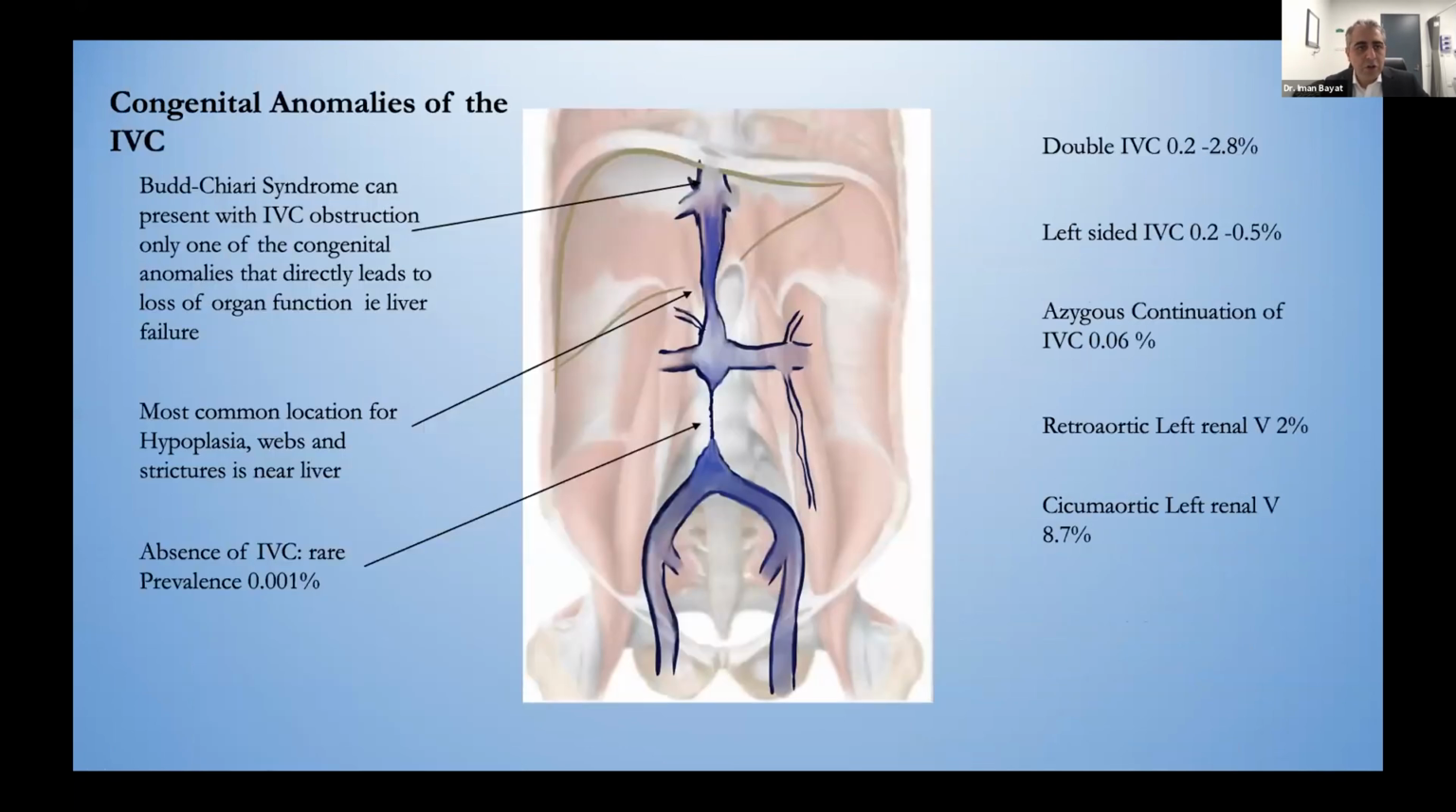Now let's look at congenital anomalies of the IVC. A few points here. Budd-Chiari syndrome seems to be the only one where IVC obstruction actually results in loss of function of the organs. You have hepatic failure, and this is likely because there's also hepatic vein stenosis in these patients. Atresia of the IVC or absence of IVC is very rare. Hypoplasias are more common, and the most common location is suprarenal and infrahepatic. We also remember the incidence of double IVCs, left-sided IVC, the azygous continuation of the IVC, and obviously abnormal placements or aberrations of renal vein anatomy.